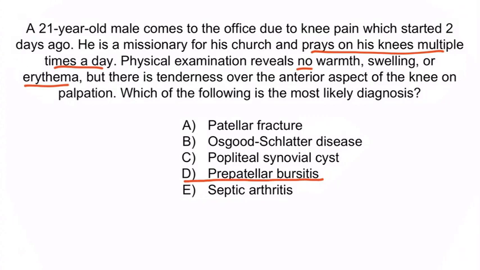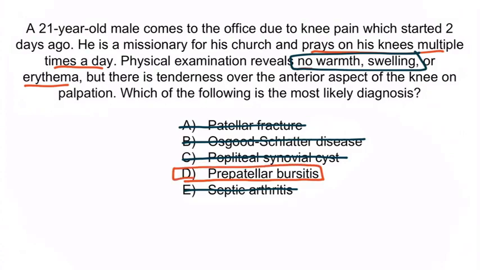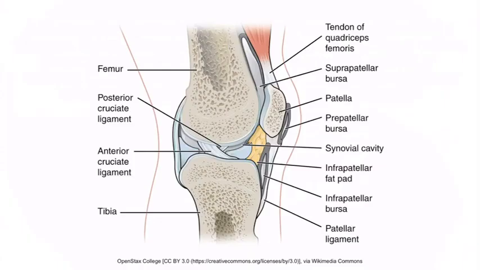A is unlikely because this patient reports no history of trauma. B is unlikely because this is much more likely in an adolescent who recently underwent a rapid growth spurt or someone involved in aggressive sports activities. C is unlikely as this typically presents with pain on the posterior aspect of the leg, not the anterior aspect of the knee. Finally, E is unlikely as he has no warmth or swelling, which is much more common in septic arthritis. So again, the correct answer is D, prepatellar bursitis. From the image, we can see that the prepatellar bursa sits just anterior to the patella, so it can become inflamed with repetitive kneeling.